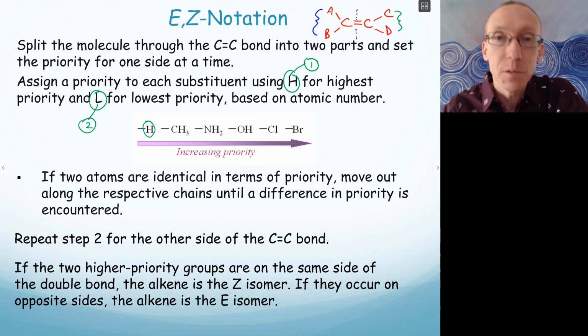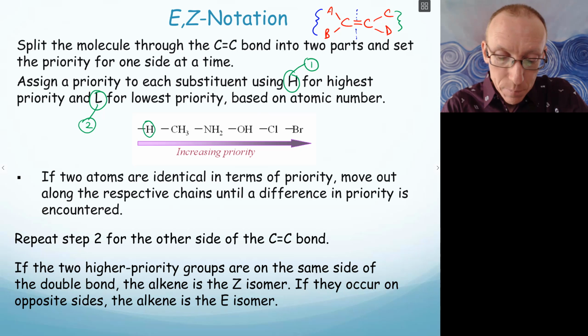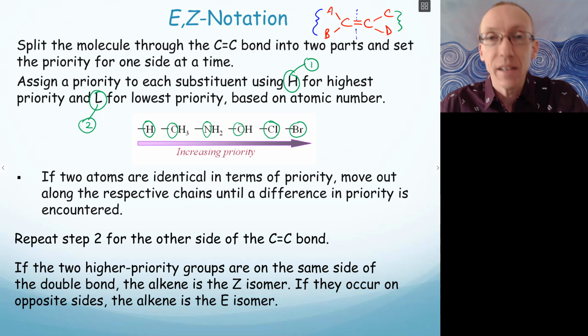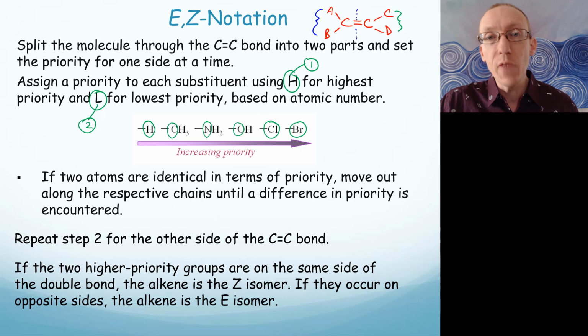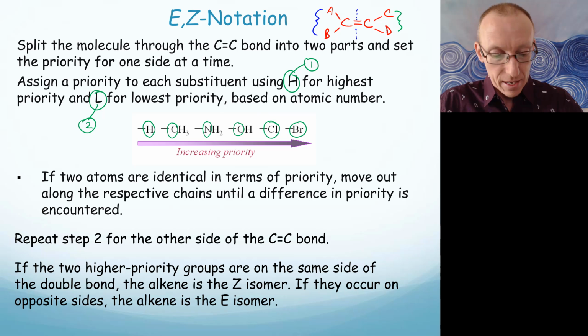Hydrogen's always going to be the lowest priority. And then in this particular set, carbon is going to be next, then nitrogen, then oxygen. And then looking at the halogens, chlorine is a lower atomic number than bromine, and so that would be our priority order. Bromine would be the highest priority, chlorine next highest, and so on. So if two atoms are identical in terms of their priority, then we move out along the chain until we find the first point of difference in that chain. And repeat this for the other side.